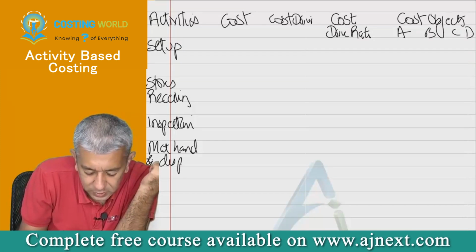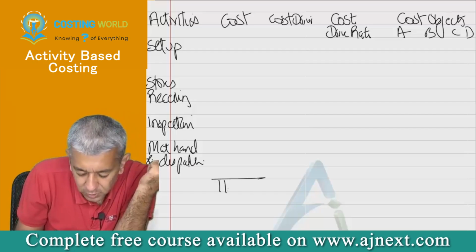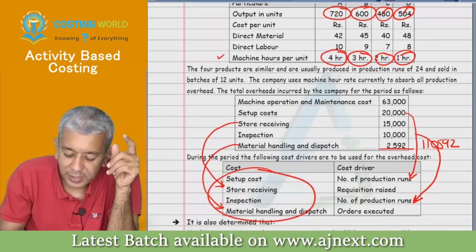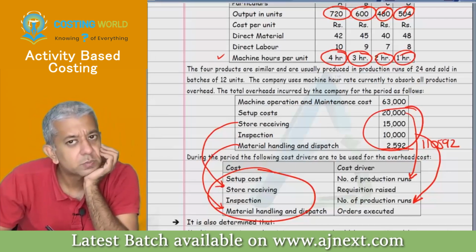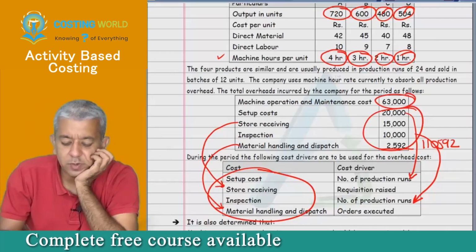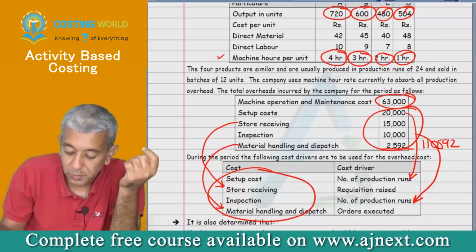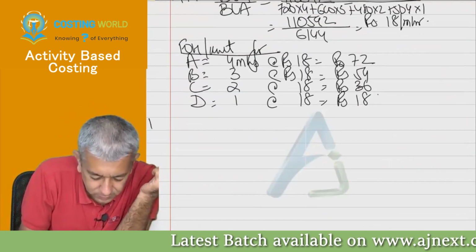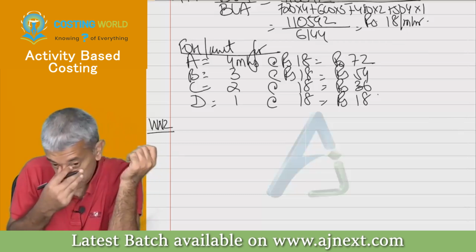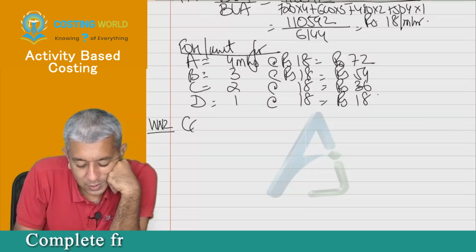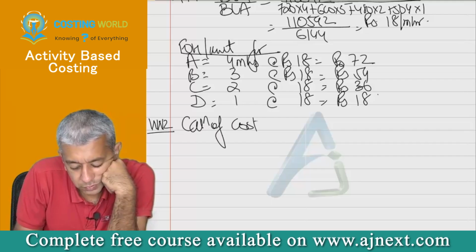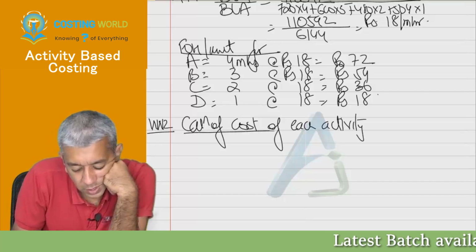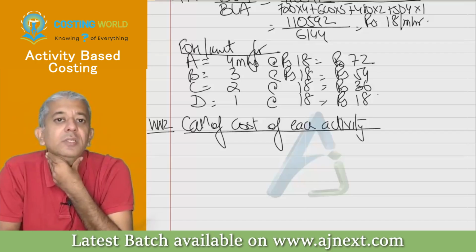Obviously total of all these things should be 110592. Do you all understand it is wrong for me to be writing these 4 amounts? Do you all understand this? Because this cost will be getting divided among the other activities. That's what is going to be my working note too. You all write down, please. Working note number 2. Calculation of cost of each activity.